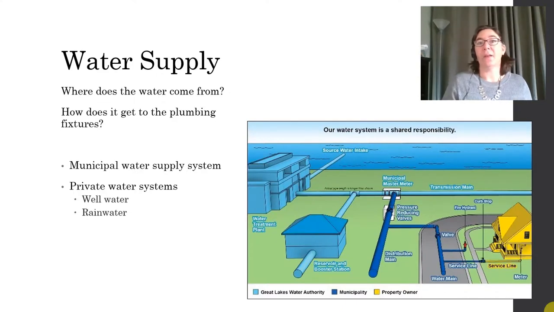Let's start by discussing the water supply system. We want to know, where does the water come from and how does it eventually get to our plumbing fixtures? Most buildings are going to be connected to a municipal water supply system. Although there are some private water systems, occasionally rural residents will be connected to well water, and there are also some rainwater systems.